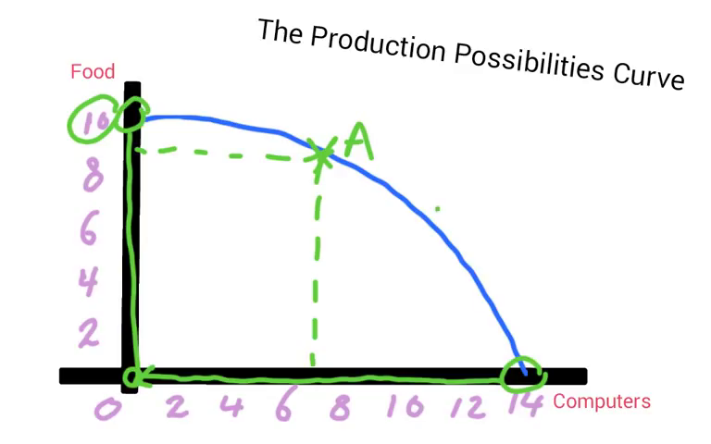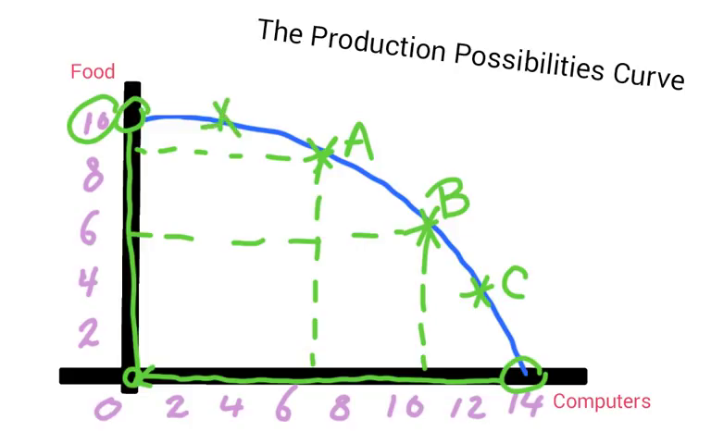Now, another possibility would be if we made more computers and less food. Here it looks like the number of units of food is 6, or 6 million, and the number of units of computers is a little bit over 10. So let's call that point B. Now, of course, we can make all kinds of points. We can look at point C, even more computers and less food, or another point, this point here, let's say point D, which would be more food and fewer computers.